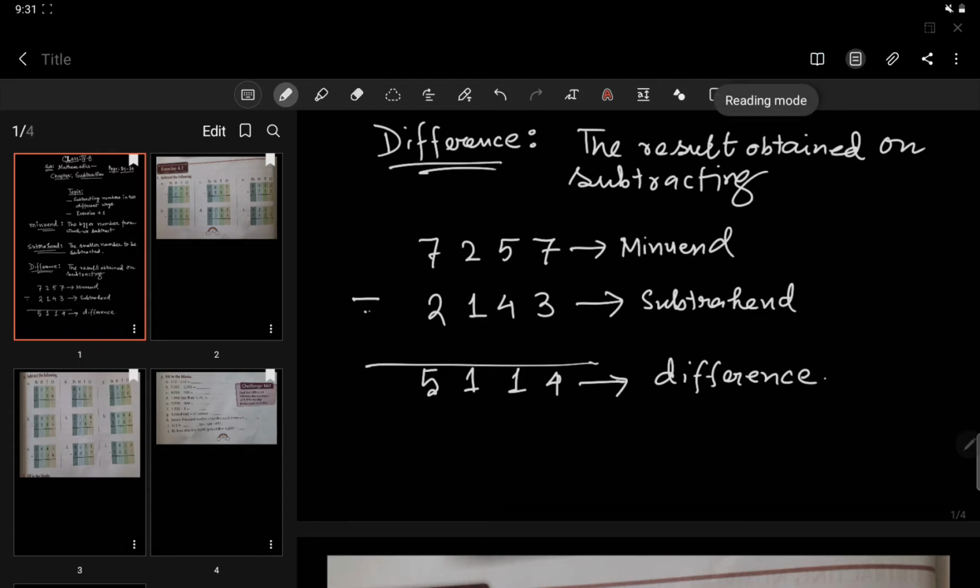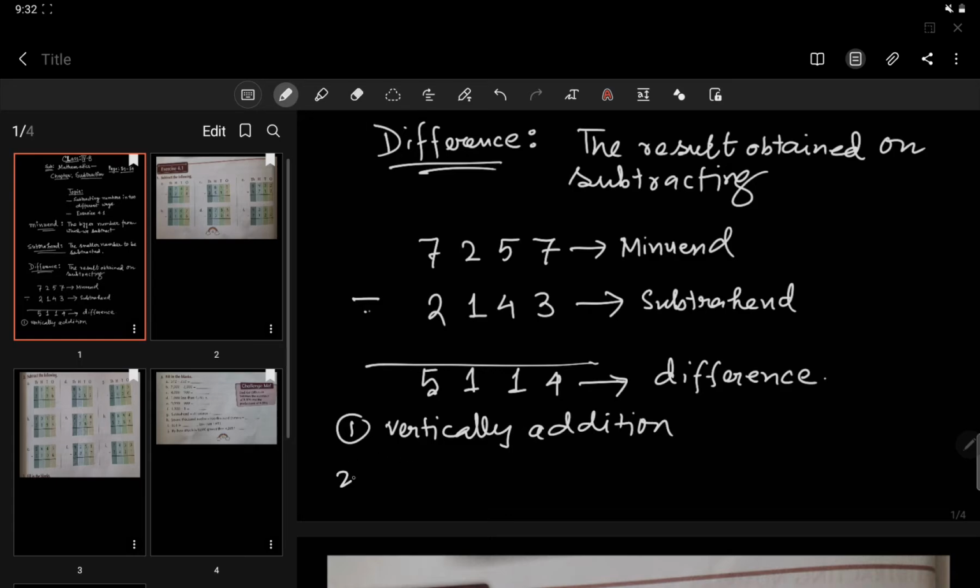Now, in the previous chapter, we already discussed addition of numbers in two different ways. The first one was vertical addition, and the second one was horizontal addition.